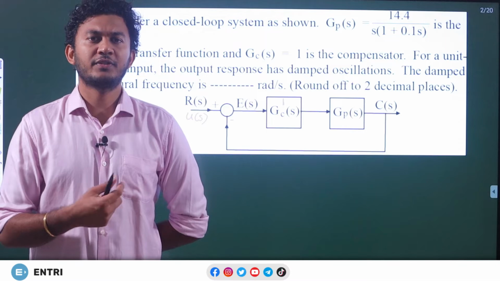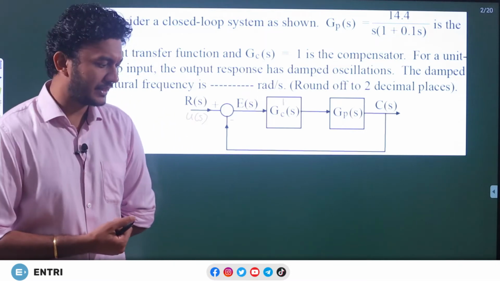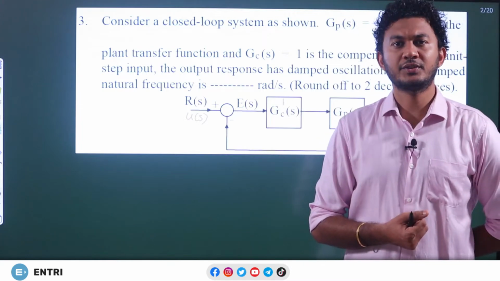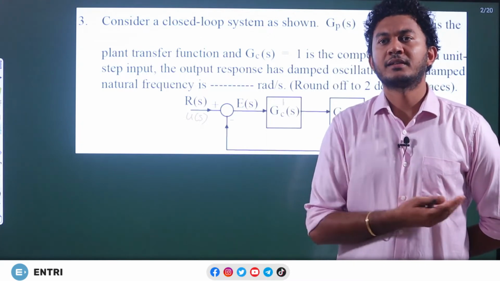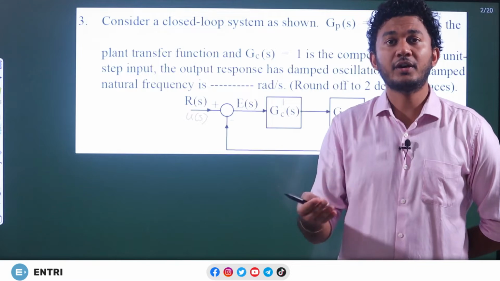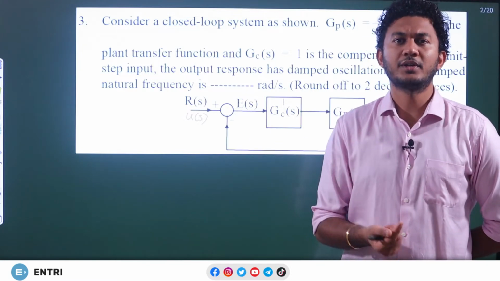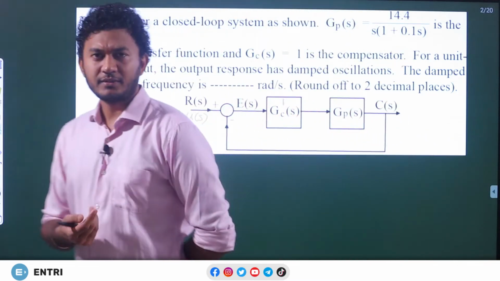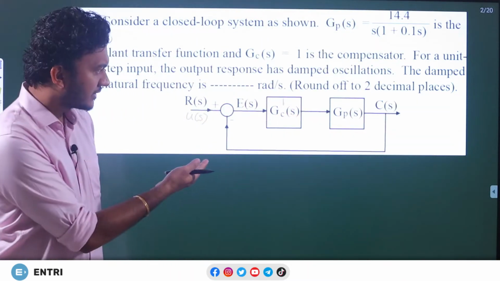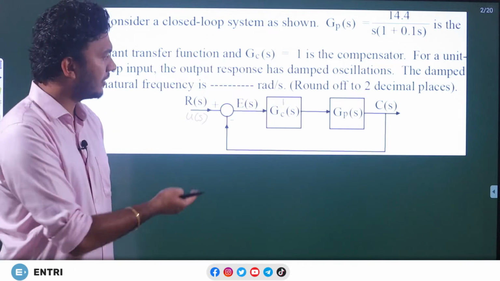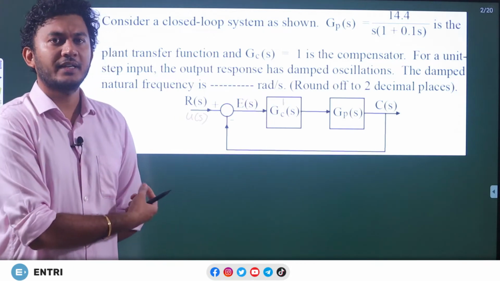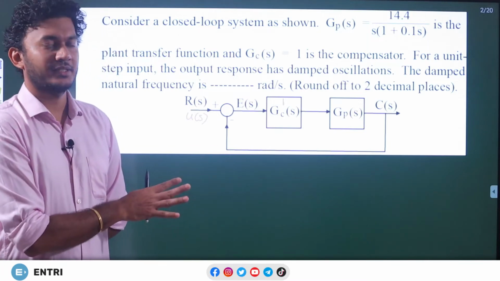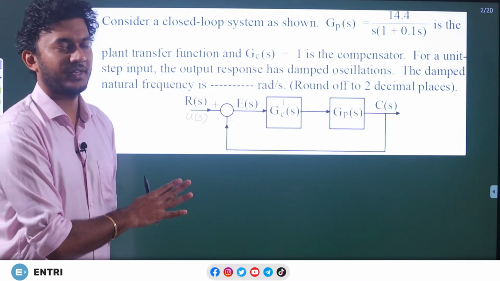So, to find out our damped oscillation time period, we need omega n and we need our damping ratio. Omega d is nothing but omega n into square root of 1 minus zeta square. So, we will find out the closed loop transfer function, or simply we can directly write our characteristic equation 1 plus G(s) H(s) equal to 0, and then we will find out the answer. Okay.